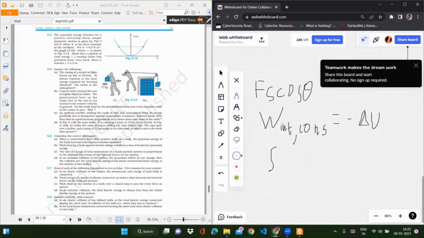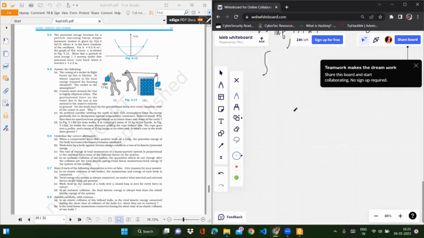Now the third part says an artificial satellite orbiting the Earth in very thin atmosphere loses its energy gradually due to dissipation against atmospheric resistance, however small. Why then does its speed increase progressively as it comes closer and closer to the Earth? So it is said that the artificial satellite is orbiting the Earth. Here is the Earth, and the satellite is orbiting the Earth.